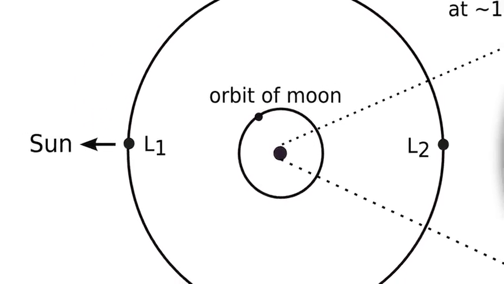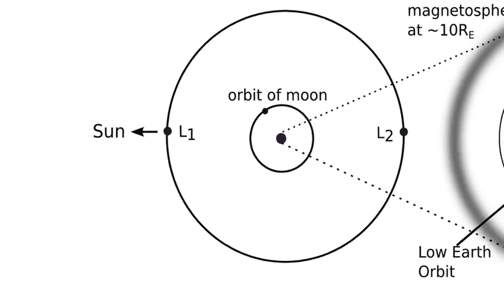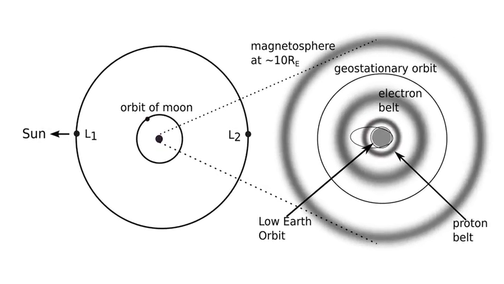Out from there, we head off towards the Sun, and the Sun is at around about 23,000 Earth radii. So those Lagrangian points are 1% of the way towards the Sun.